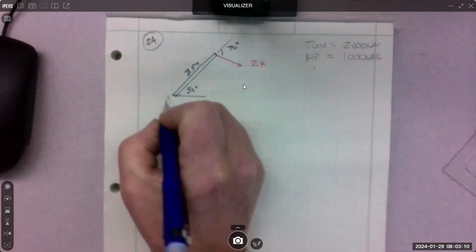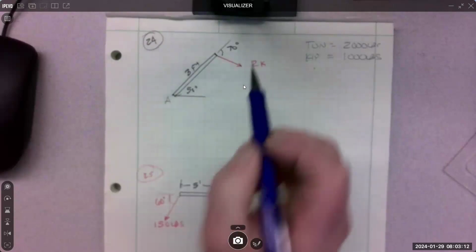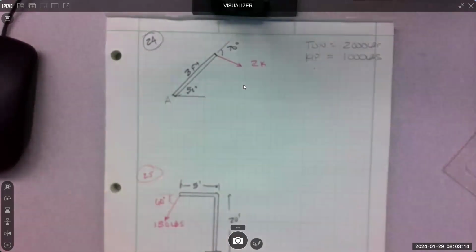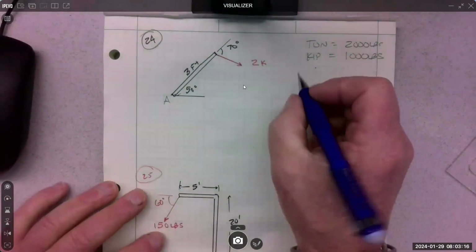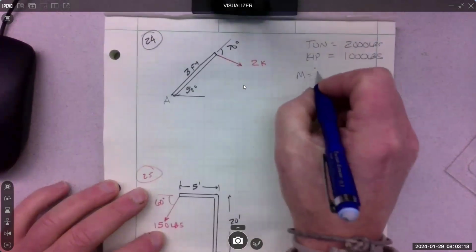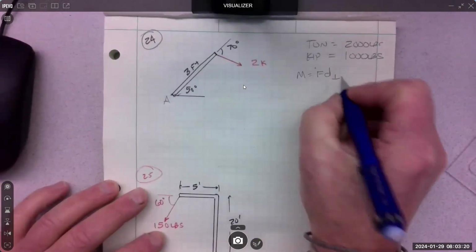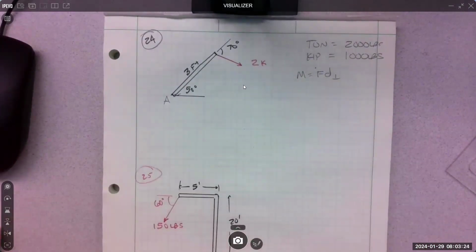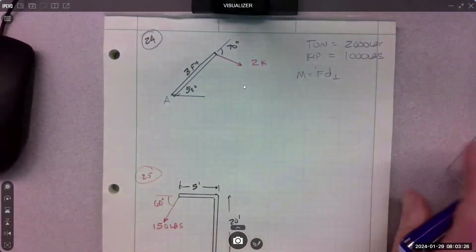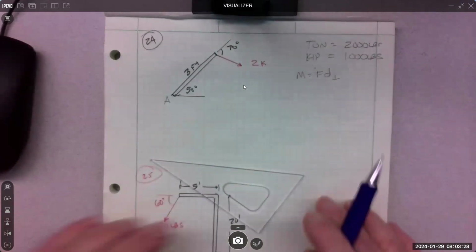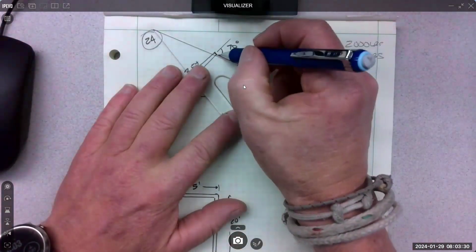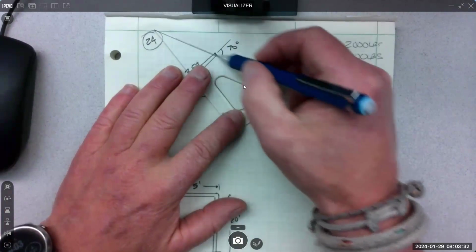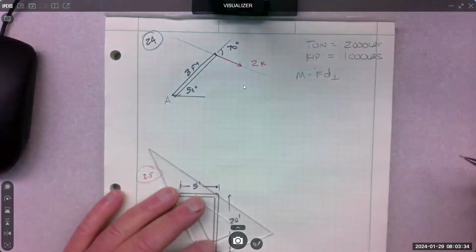There's 2 ways to calculate the moment from a force. You can do it by the formula directly. And if you do it that way, the distance you put in has to be the perpendicular distance. So on this one, if we did it by the formula directly, we'd have to extend the line of action of the force.